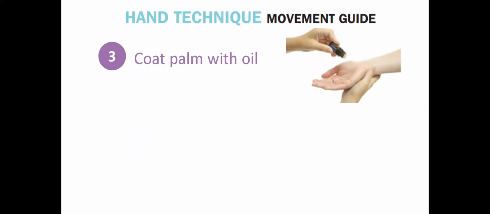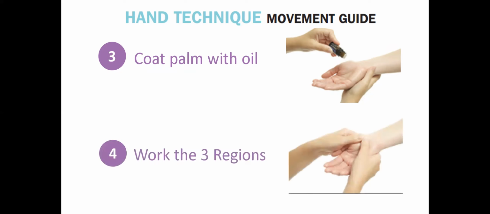Then turn the recipient's hand over and apply a light, even coating of your selected oil to the entire palm side of the hand. Grip the recipient's hand with one hand on either side with your thumbs on top. Use your thumbs to methodically work through the hand's 3 regions, beginning in region 1 with medium pressure. Make sure to work the entire surface area of each of the hand's regions.